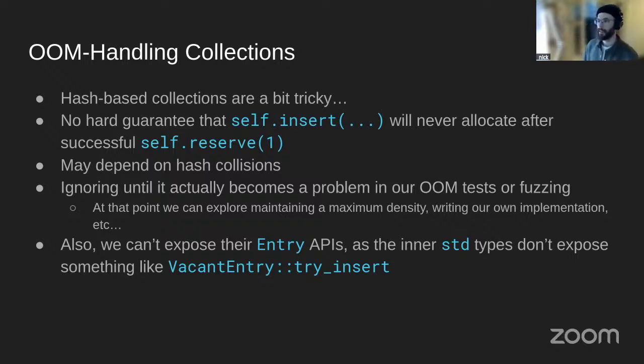Additionally, an unfortunate bit is that our hash-based collections don't expose the entry API. And this is because the inner std types don't expose any kind of try insert. They only expose try reserve. And so we don't have a way to wrap the entry API from std and do the reserve-before-insert thing that we do.